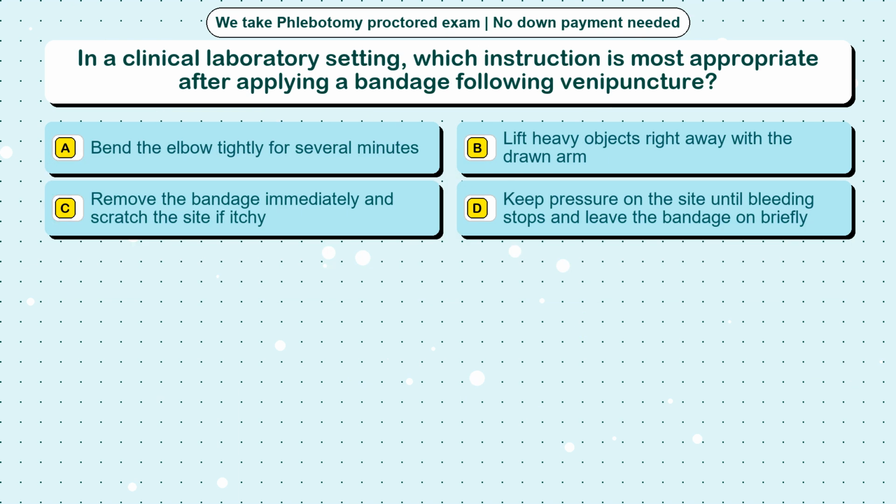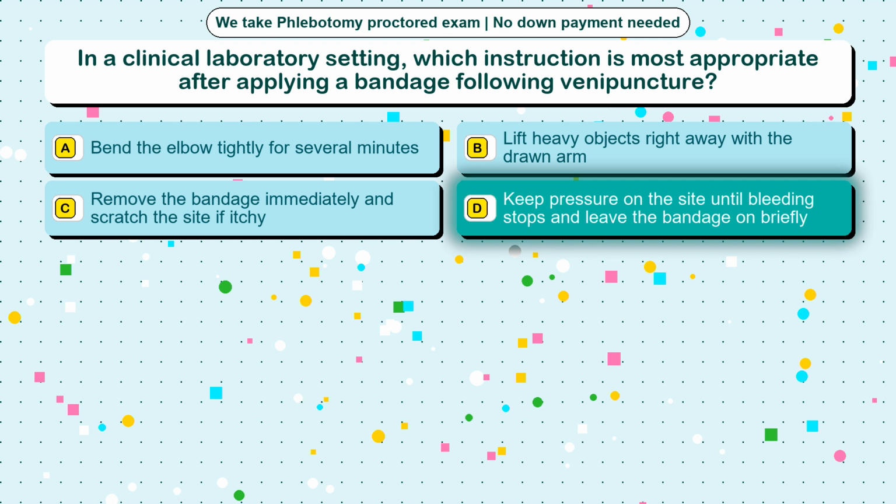In a clinical laboratory setting, which instruction is most appropriate after applying a bandage following venipuncture? Option A, bend the elbow tightly for several minutes. Option B, lift heavy objects right away with the drawn arm. Option C, remove the bandage immediately and scratch the site if itchy. Option D, keep pressure on the site until bleeding stops and leave the bandage on briefly.